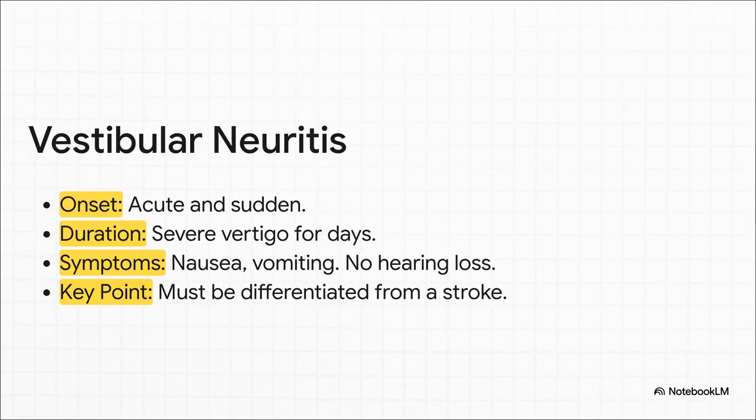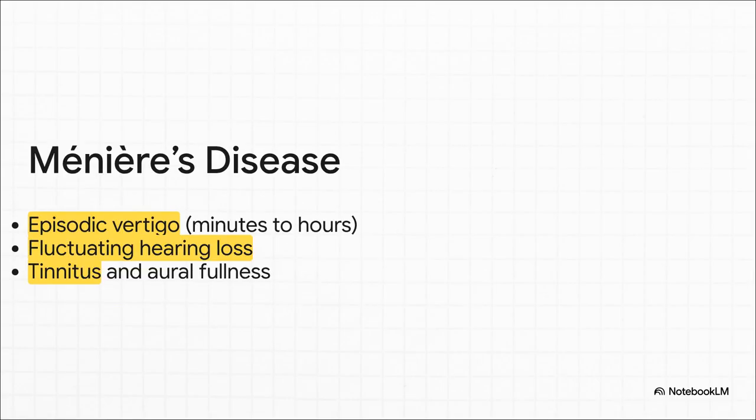Next up, vestibular neuritis. This is a completely different beast. This isn't a quick spell of dizziness. This is a sudden, severe, constant vertigo that goes on for days. These patients are often incredibly nauseous and feel terrible. But the key is, it's just vertigo. There's no hearing loss, no weakness, no other weird neurologic stuff. And this is exactly where your physical exam, especially that head impulse test, becomes absolutely critical for ruling out a stroke.